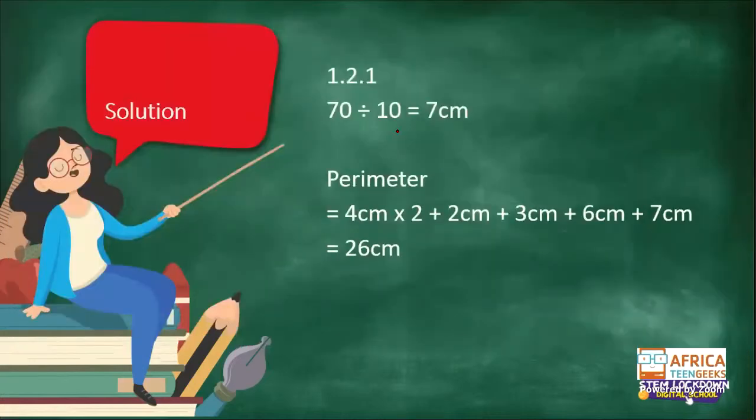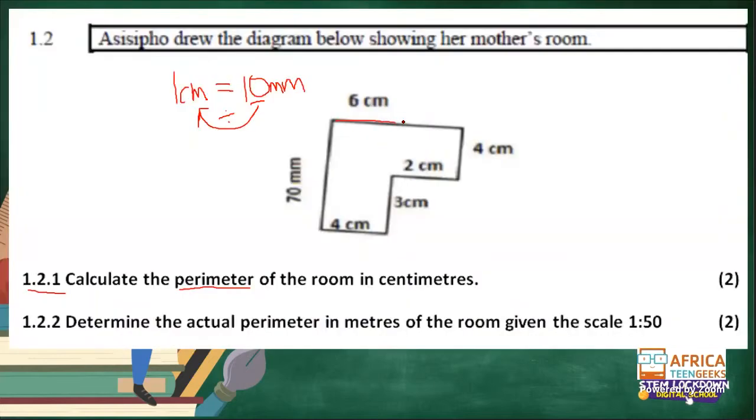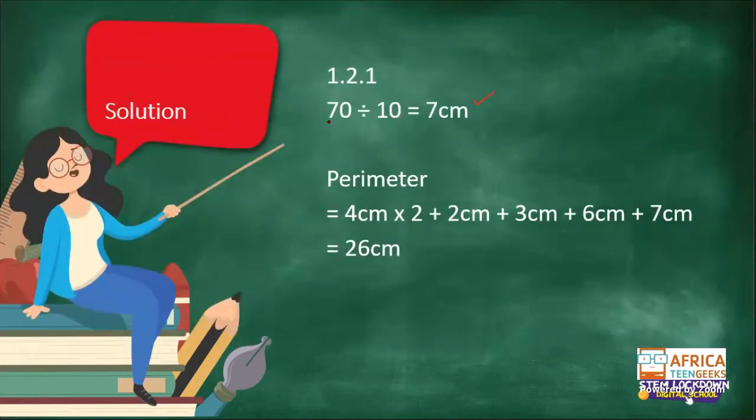So step number 1, convert millimeters to centimeters by dividing by 10. This is maybe 1 mark. And then after doing that, you need to add all of the sides. There's 4 centimeters, plus 2, plus 3, plus 6, plus 7 centimeters. So the answer is 26 centimeters. If you add your 6 plus your 4 plus your 2 plus your 3 plus your 4 plus your 7, it should give you 26 centimeters. That one is actually simple if you understand what perimeter is.